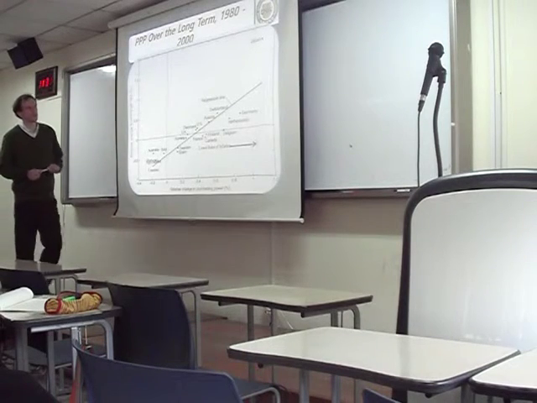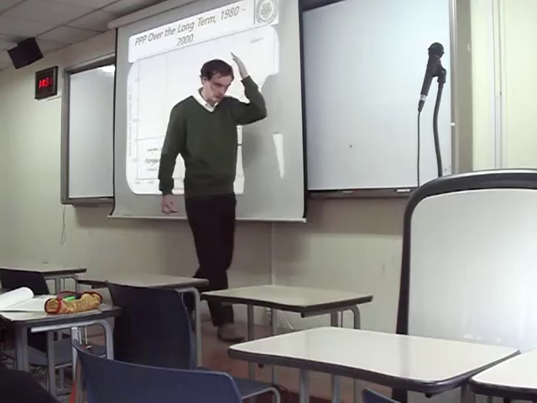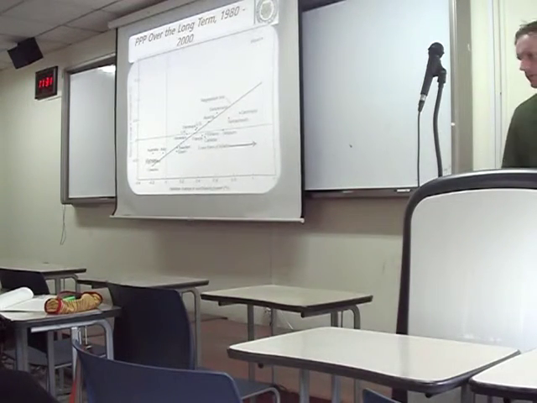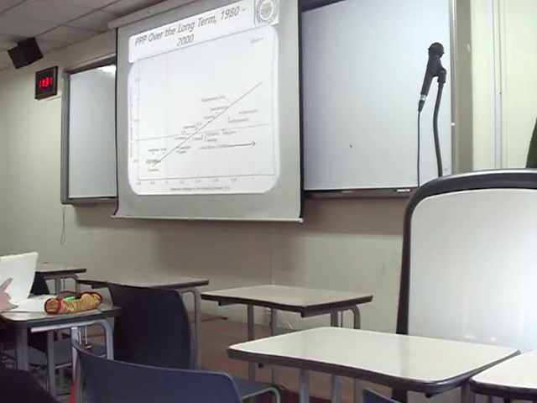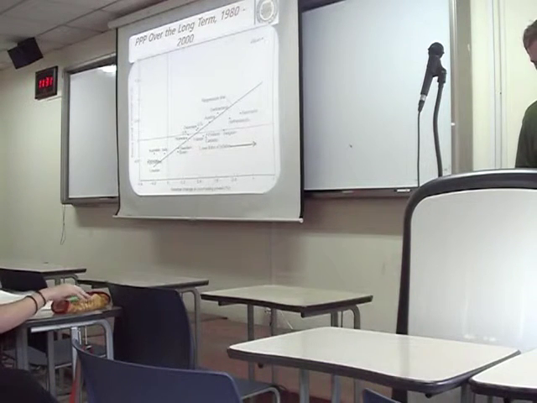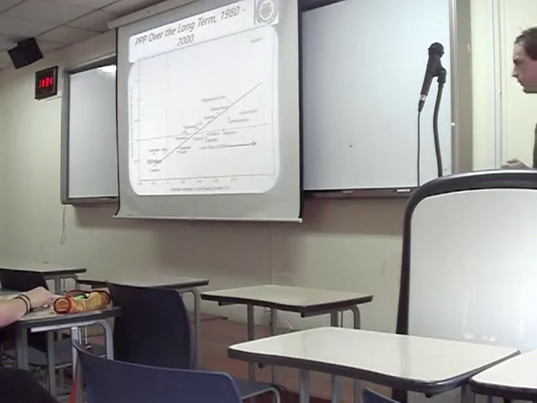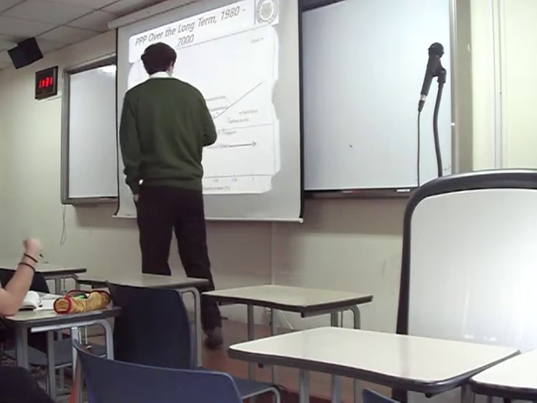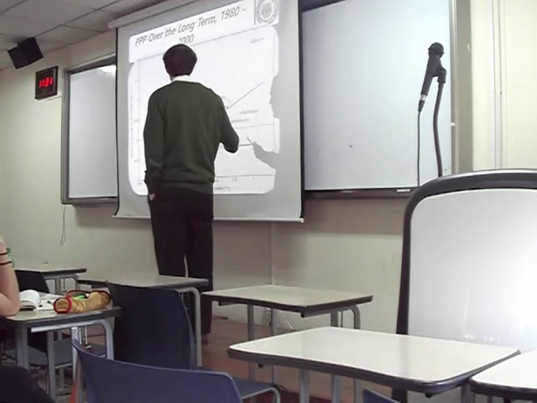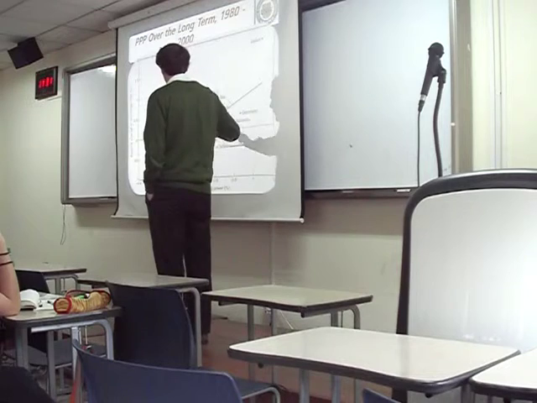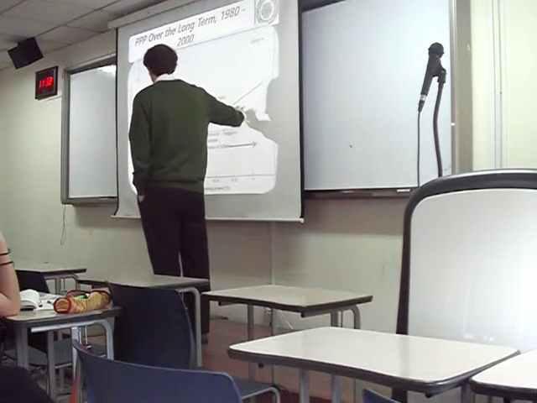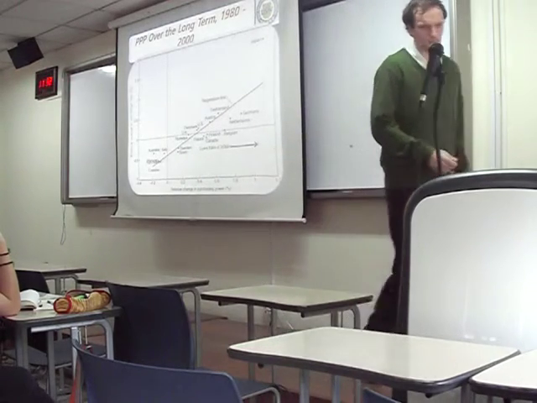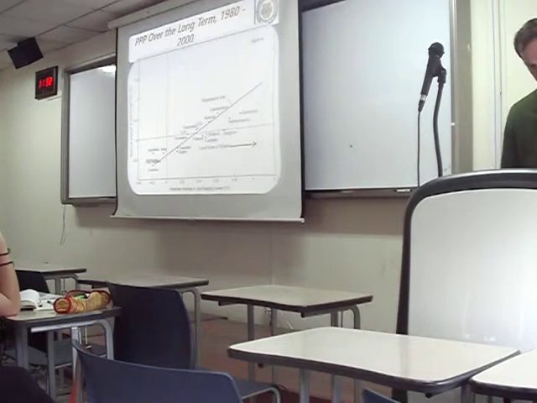So let's continue with the class. Last time we were talking about PPP over the long term. We talked about relative PPP, which really is about inflation. We finished with this graph. It says the low inflation countries' currencies are getting stronger over the long term, and the high inflation countries' currencies are getting weaker. We saw on this graph that you can draw a line.